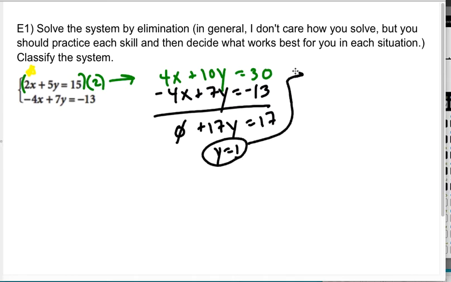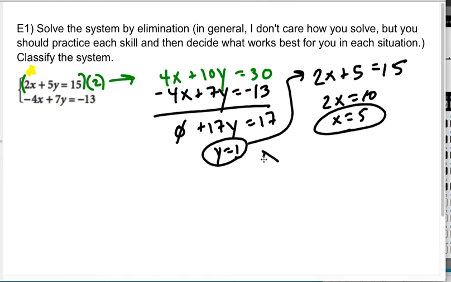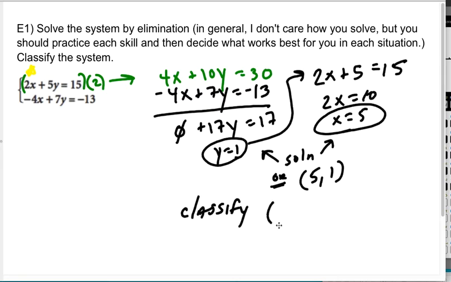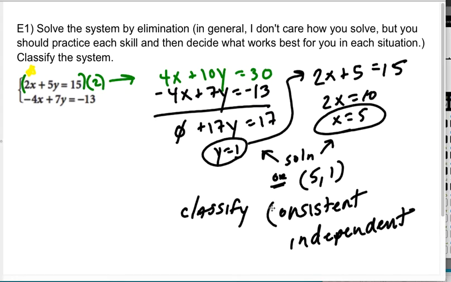I then pick either of the equations to plug into. I'm going to pick the first one, 2x plus 5y, which would just be 5 times 1, equals 15. So 2x is 10, which means my x is 5. I can either write my solution like this, where I list x and y separately, or I can write it as (5, 1). Make sure you do x, y. When I'm asked to classify, it's going to be consistent because it has a solution, independent because the two lines are not the same line. It has a specific spot where they run into each other, okay?